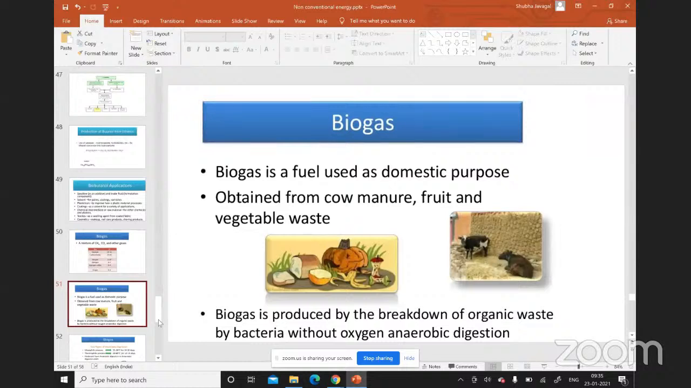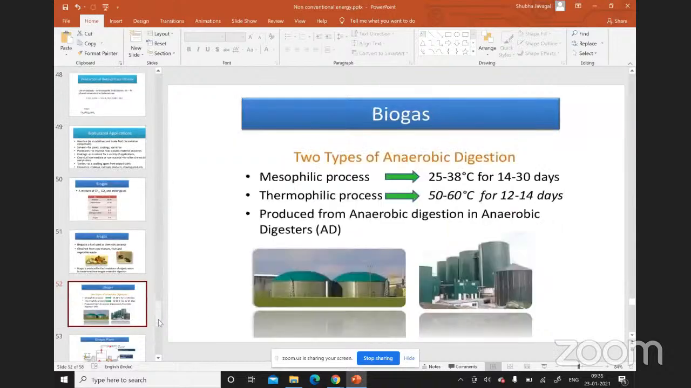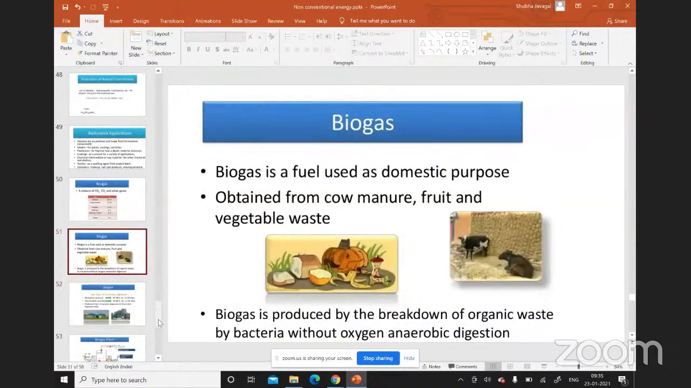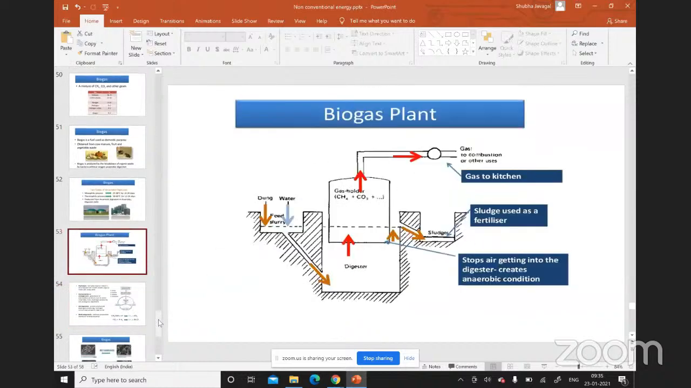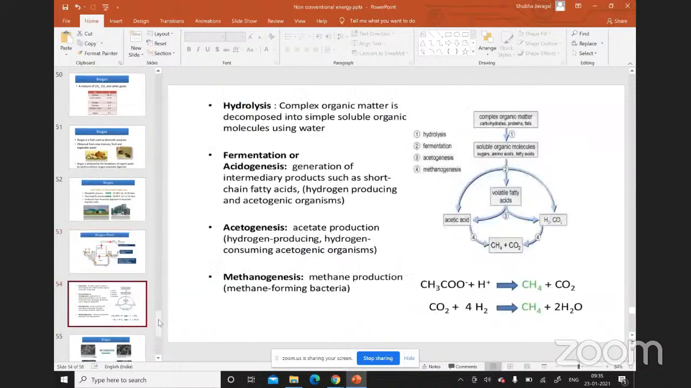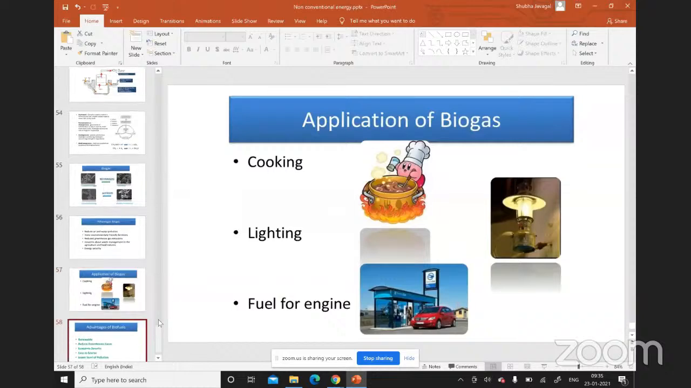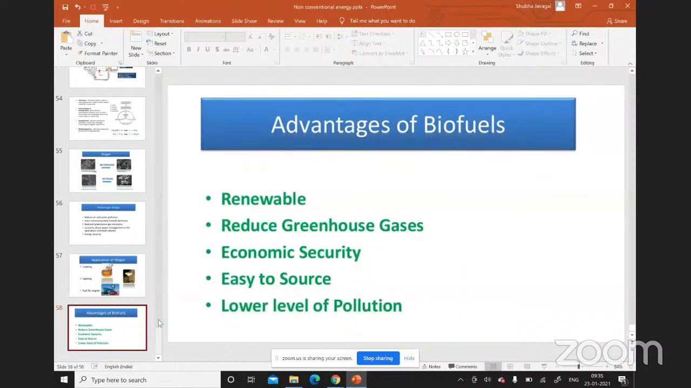And biogas, like I said, we already know about it. It is majorly used for domestic purposes and is manufactured using domestic wastes and manure. So this is how a biogas plant would look. The presentation is self-explanatory, especially the manufacturing process, so I would not like to go about it in detail.